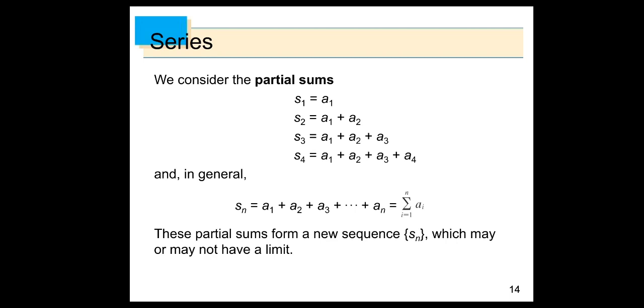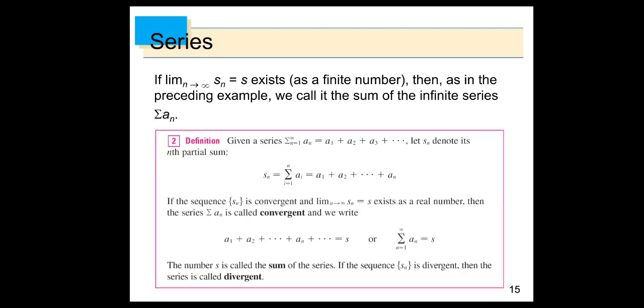And in general, we have s sub n, which is equal to a1 plus a2 plus a3 up to an. We will not be moving ahead from an, because an is our nth value, and that is what we require over here. So it would be denoted as sigma ai, where i is equal to 1 and it goes to n. So these partial sums form a sequence s sub n, which may or may not have a limit.